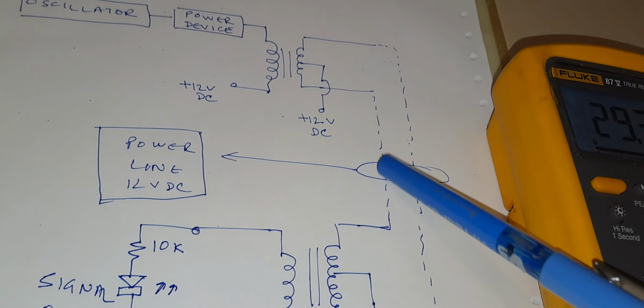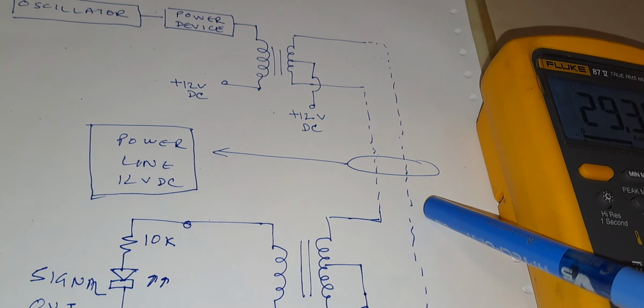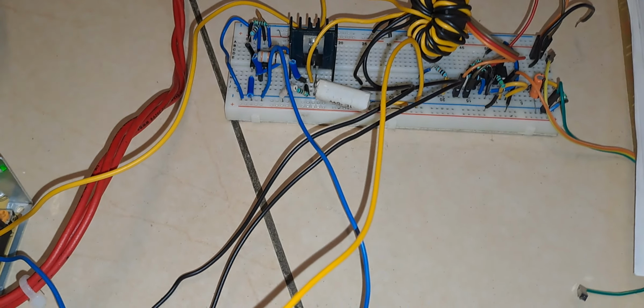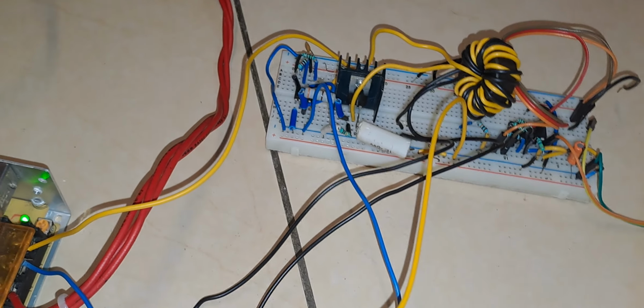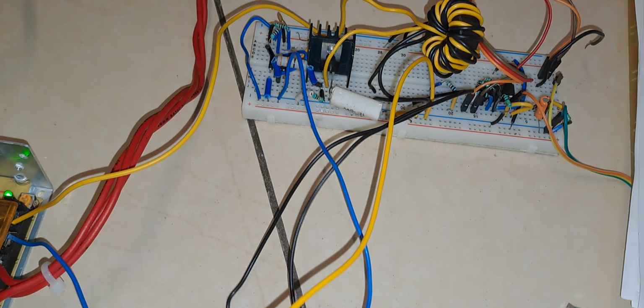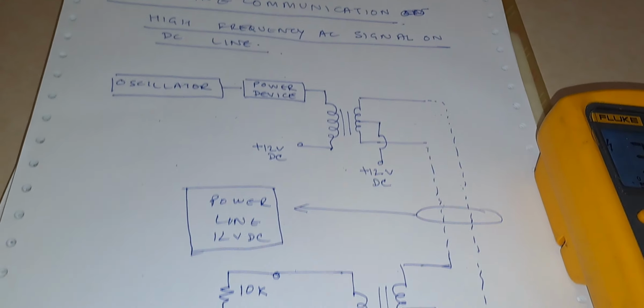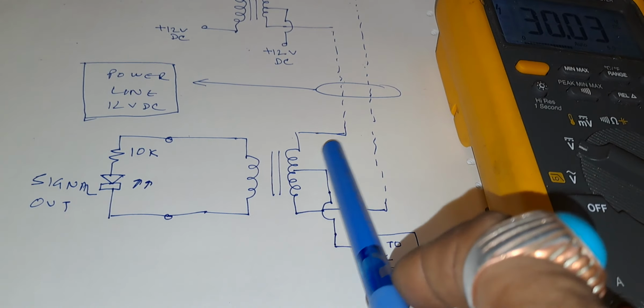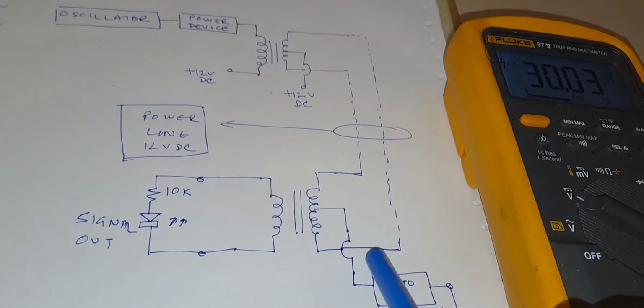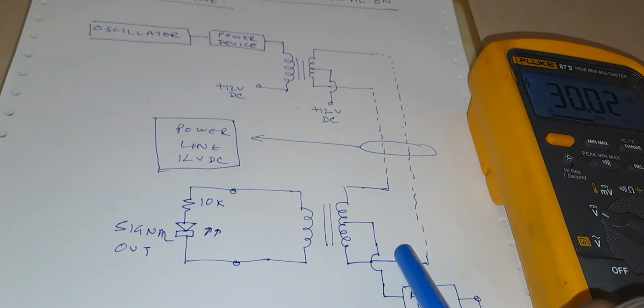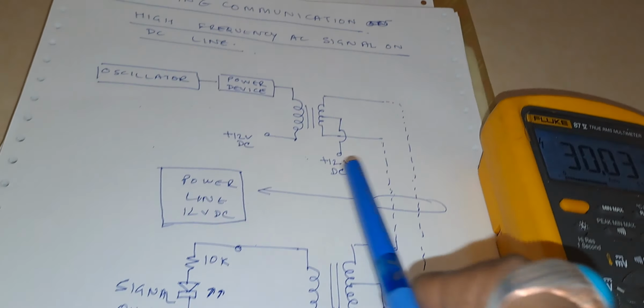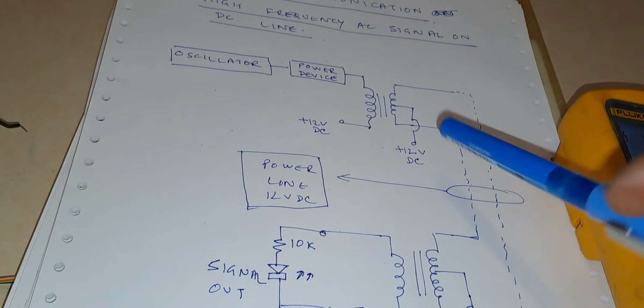You can see the dotted line means it is a long distance line. For me here it is a 1 meter wire, I have just kept it like this. From the secondary of the transformer it is coming, as per the diagram, to another ring core transformer, the second ring core transformer. So this is TX1, this is TX2.